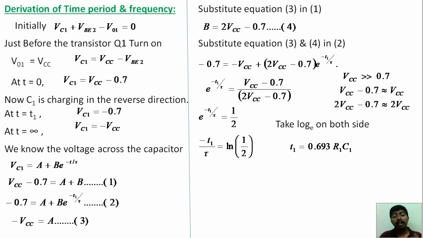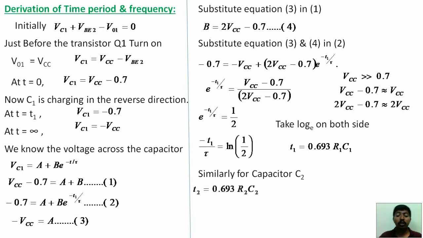Similarly for the capacitor C2, T2 is equal to 0.6932 into R2 into C2, because the capacitor is charging through R2 and C2. So the total time period T is equal to T1 plus T2, and F is equal to 1 by T. This is the derivation for the astable multivibrator concepts.